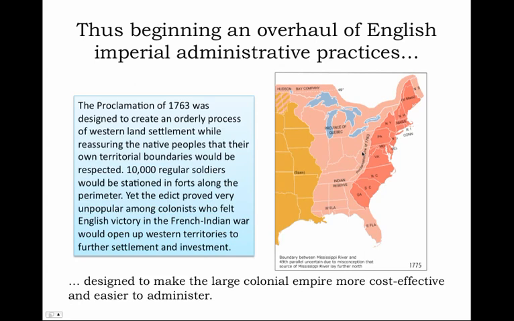English victory in the French and Indian War, an English victory in which 45,000 colonial troops and militiamen had participated, they felt that this victory would open up Western territories to further colonial settlement and investment. For example, you see Virginia here, George Washington's colony. Washington was, as we say, apprehended twice by the French while doing surveying and mapping of Virginia's western claims.